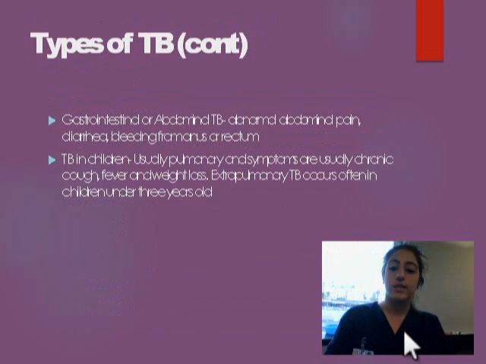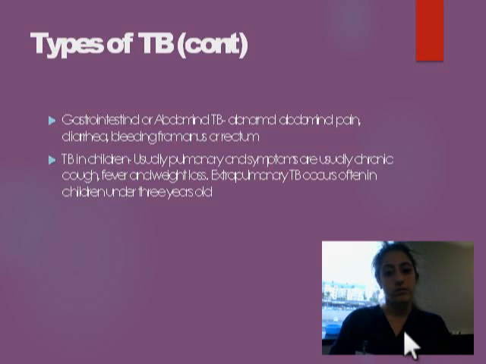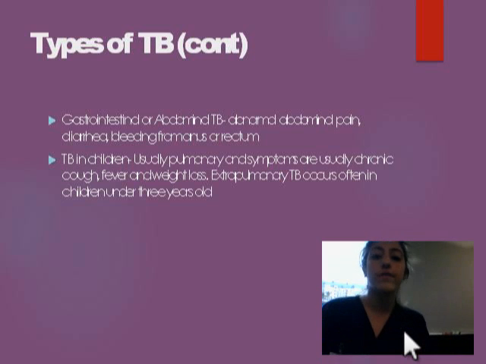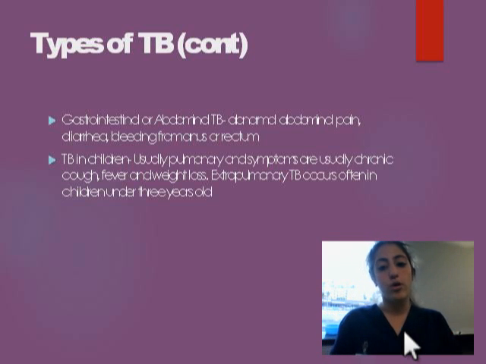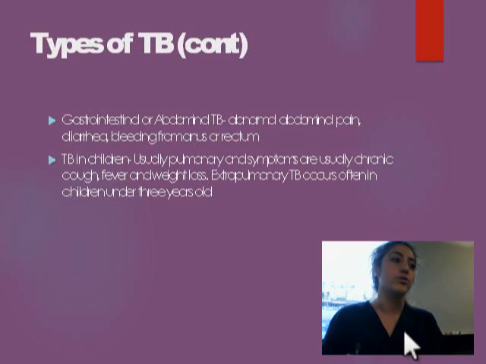Types of TB continued. There's also gastrointestinal or abdominal TB, accompanied with abdominal pain, diarrhea, or bleeding from the rectum or anus. TB in children is usually pulmonary TB, and the symptoms usually are chronic coughing, fever, and weight loss. Extrapulmonary TB occurs often in children under 3 years of age, so children under 3 usually get TB that's not in their lungs.